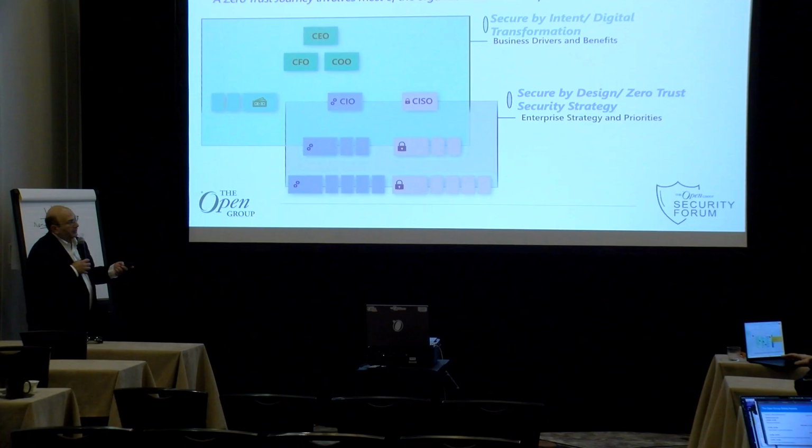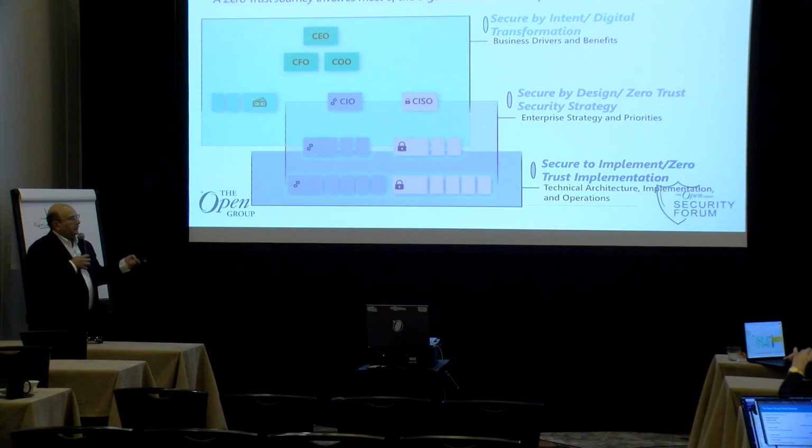And now you're secure by design, zero trust. And so this is the next step down. You start making sure that your architecture, and your product architecture, by the way, is secure. There we go. And then you need to make sure that you implement this securely.